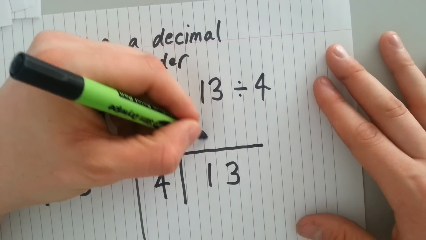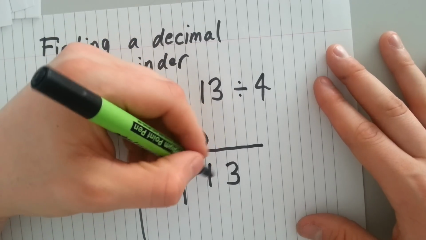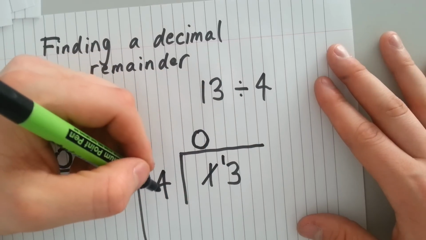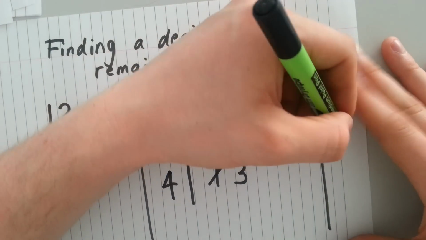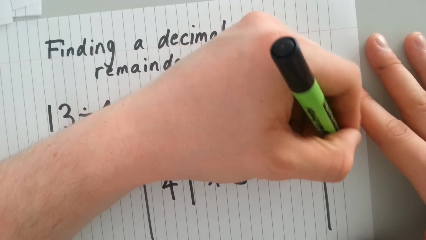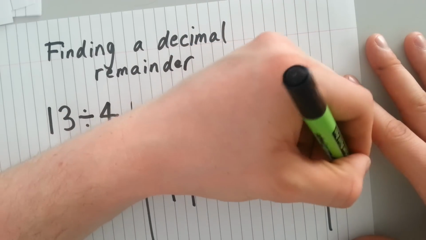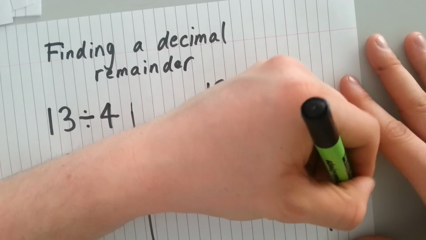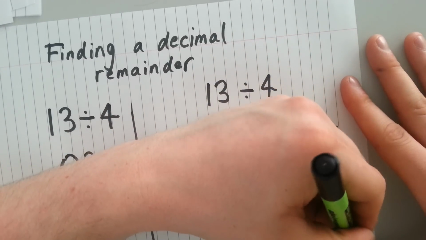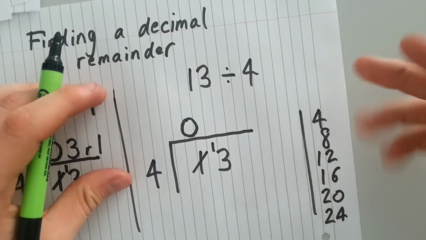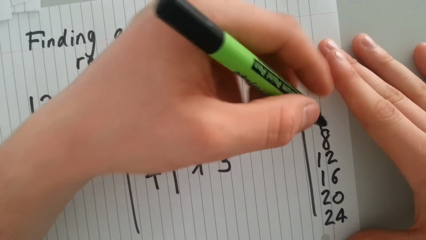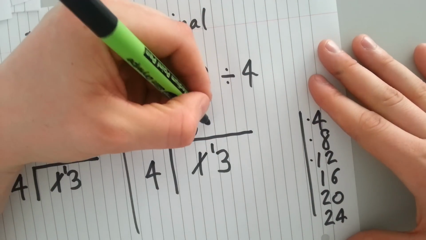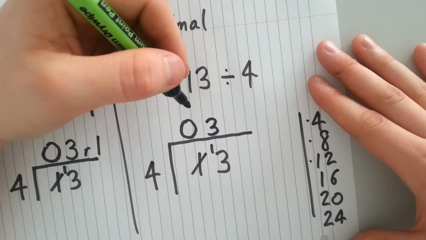4's into 1. 0 we can't do. We carry the 1. 4's into 13. Let's go for the same strategy we used last time. Okay, let's put our 4 times table down here to help us. We've got 4, 8, 12, 16, 20, 24. All running down here where we just keep adding 4 on over and over again. Okay, so 4's into 13, we've got 1, 2, 3. And we've got our 1 left over.